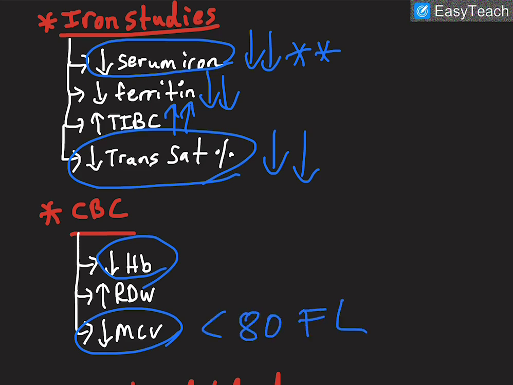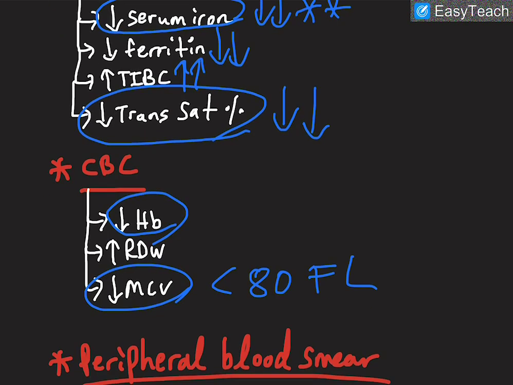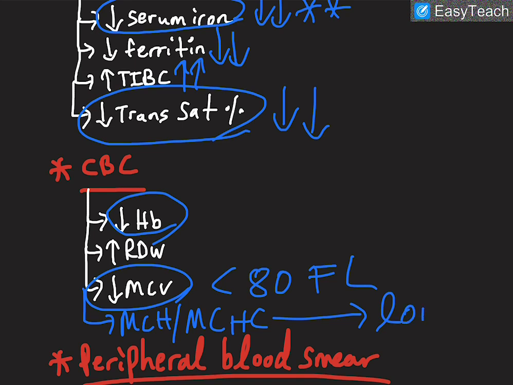So, microcytic. And if we also talk about your mean corpuscular hemoglobin, how much hemoglobin is inside your red blood cell, or your mean corpuscular hemoglobin concentration, which is the concentration of hemoglobin in a certain amount of red blood cells. Well, you don't have enough iron, so you can't make enough heme and you can't make enough hemoglobin. So then your mean corpuscular hemoglobin or your mean corpuscular hemoglobin concentration will be low. So that's expected.